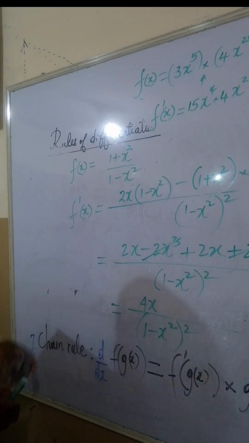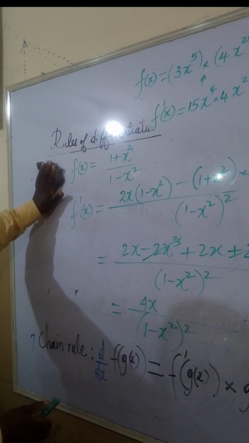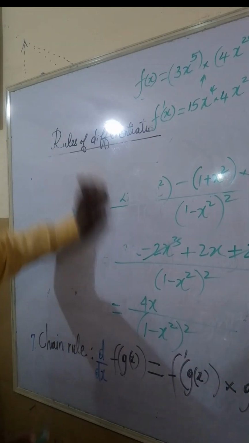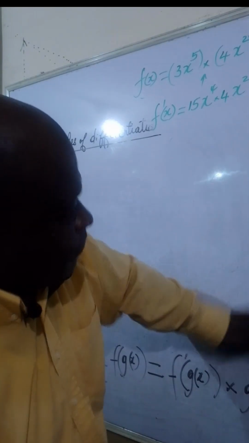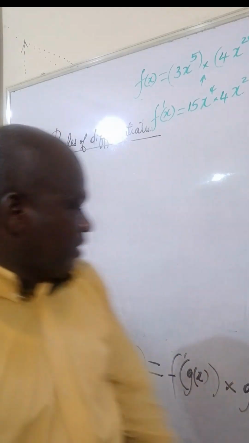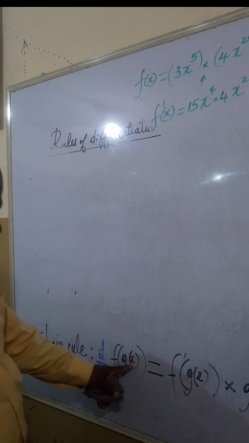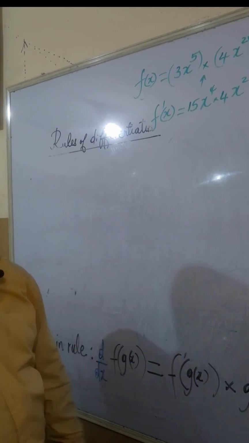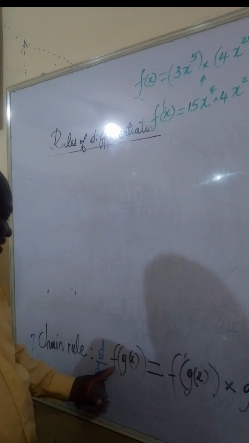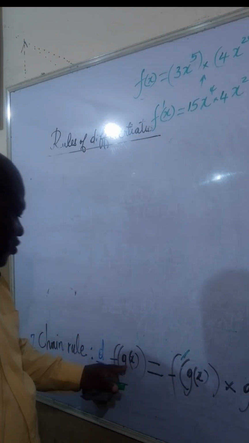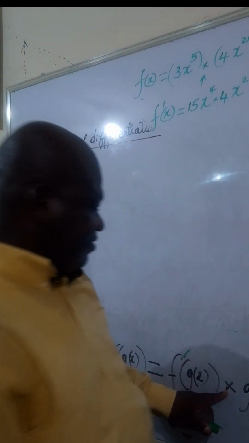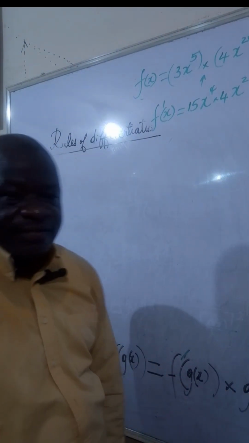So the last one we are going to talk about is the chain rule. That's the last one here. How do you differentiate a function of a function? You have two functions in one, f of g of x. f is a function, g is also a function. You are starting with f. Differentiate f, that's f prime, of the inner function g of x, times the differentiation of the inner function g of x.